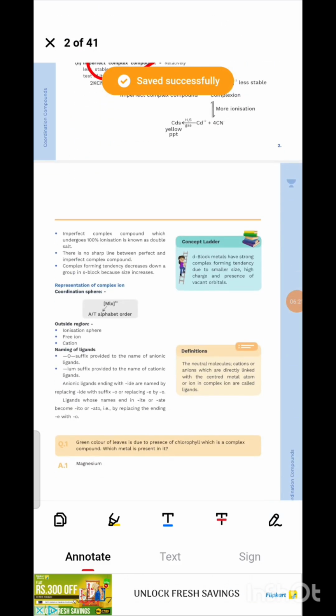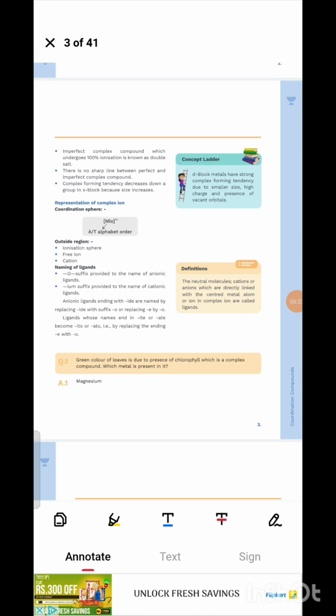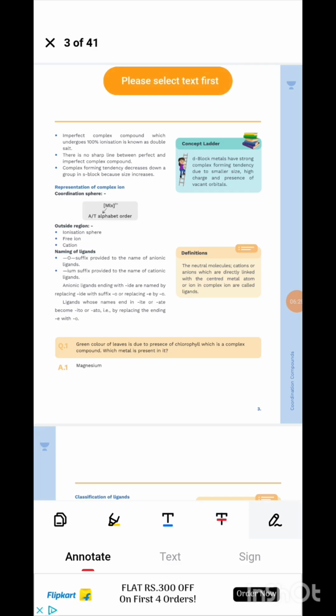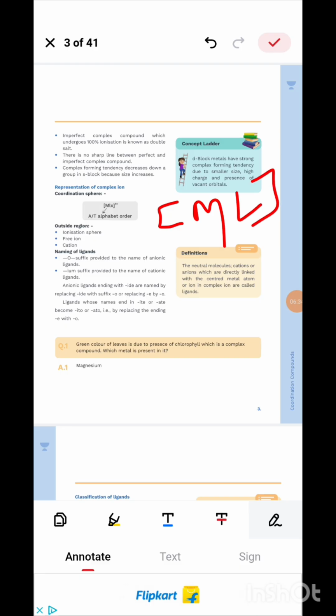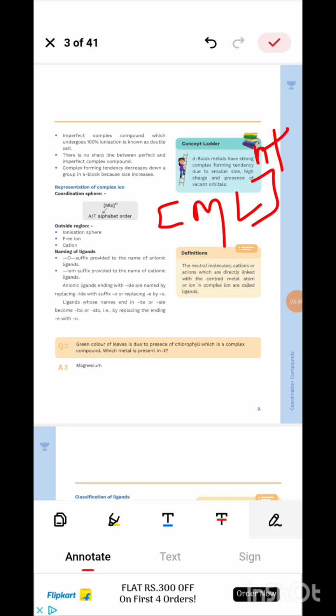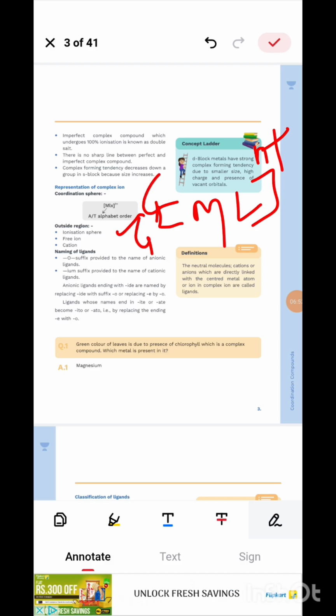Again, the coordination sphere, the representation of a complex compound, is a very important part because it is the basis for everything. In the coordination sphere, the metal and the ligands are present, and the charge is mentioned on the top, on the upper portion of the coordination sphere. Outside the coordination sphere is the ionization region, where free ions and cations are present.